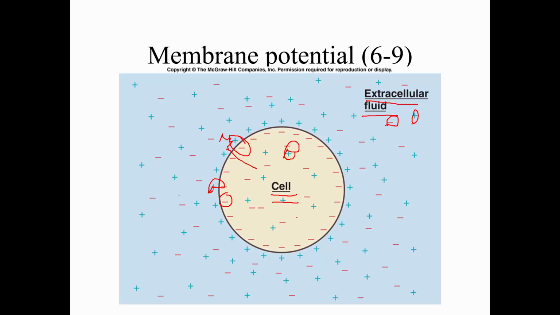And the way this cell is aligned, the inner face of the membrane is relatively negative. The outer face of the membrane is relatively positive. We have a charge separation across the membrane, and that shows the presence of a membrane potential.